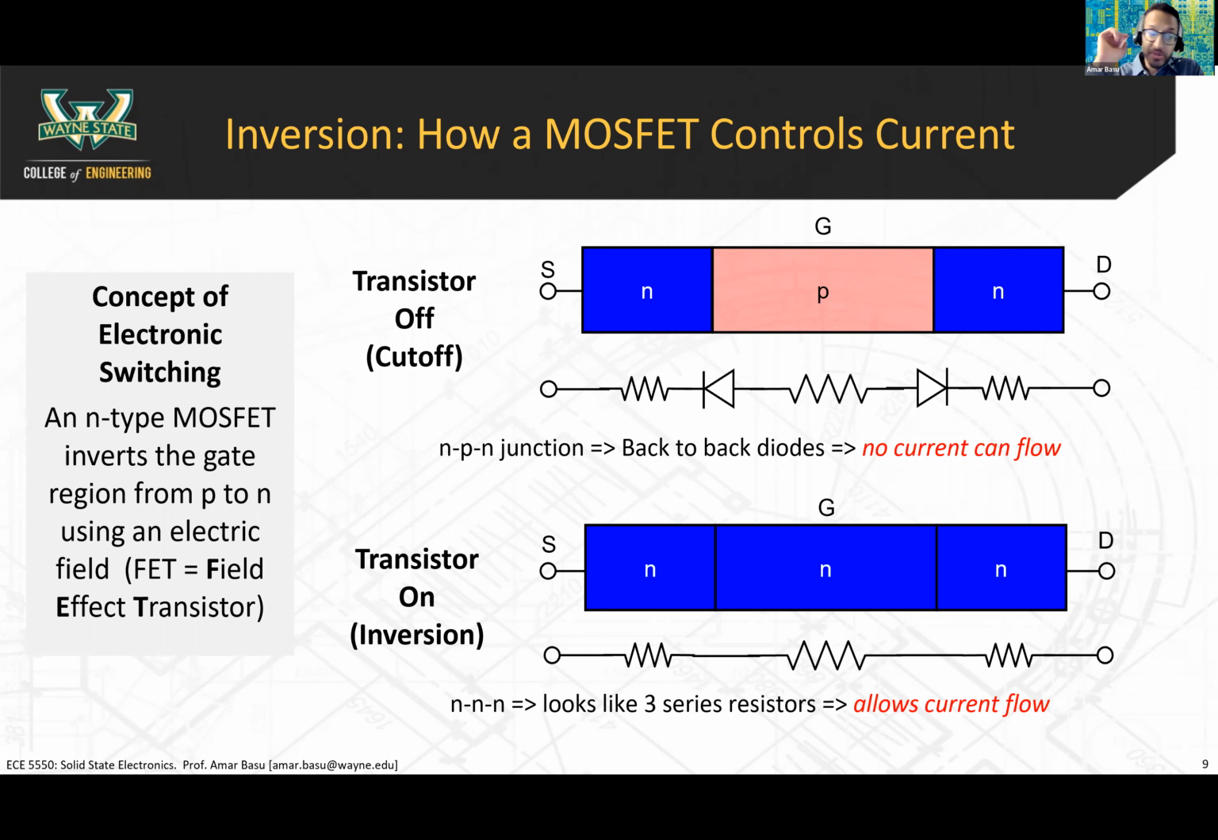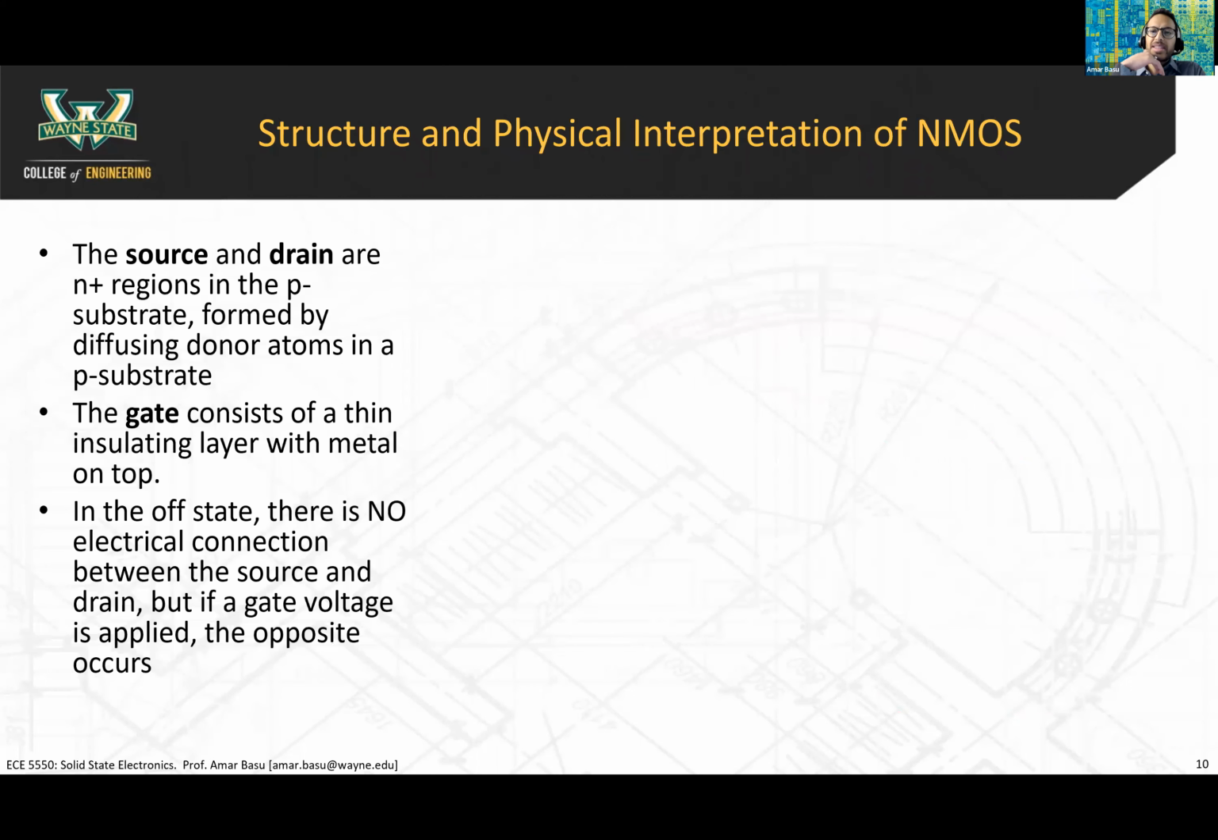So the field effect is really cool because it can allow us to change the gate region from p-type to n-type within picoseconds. Incredibly fast, just by applying a voltage to the gate. And so let's see what that looks like now. So this is the structure and the physical model of an NMOS device.